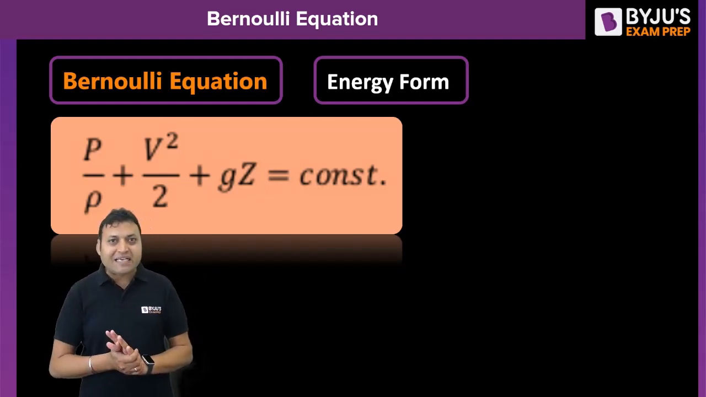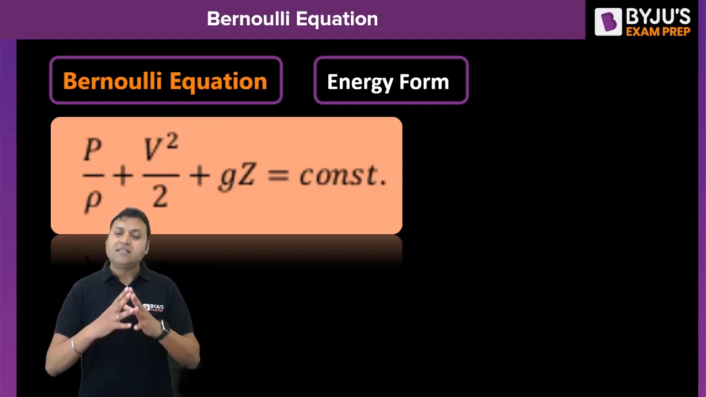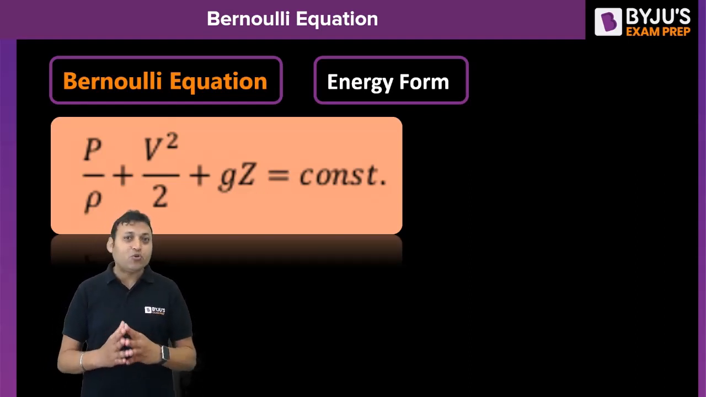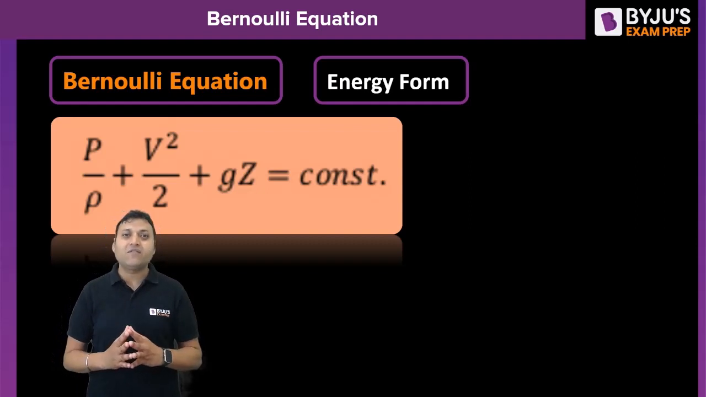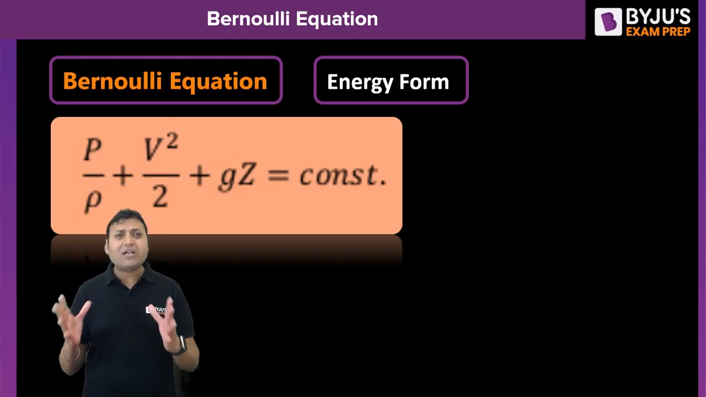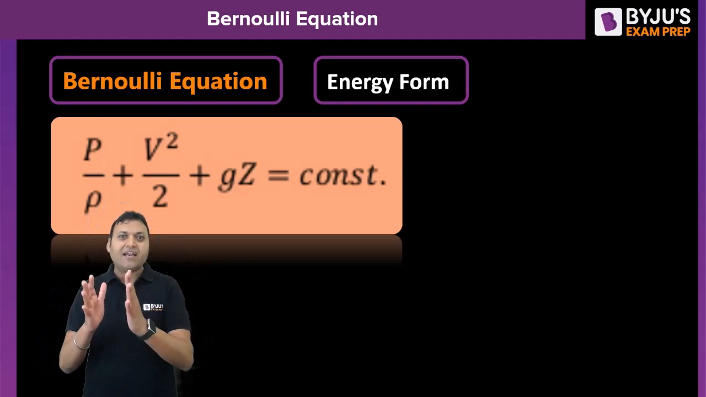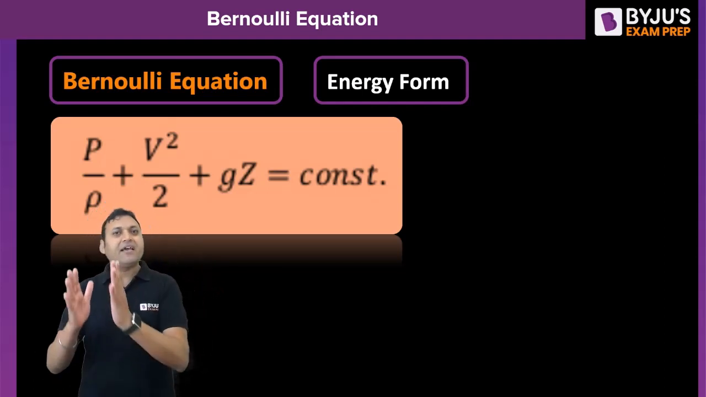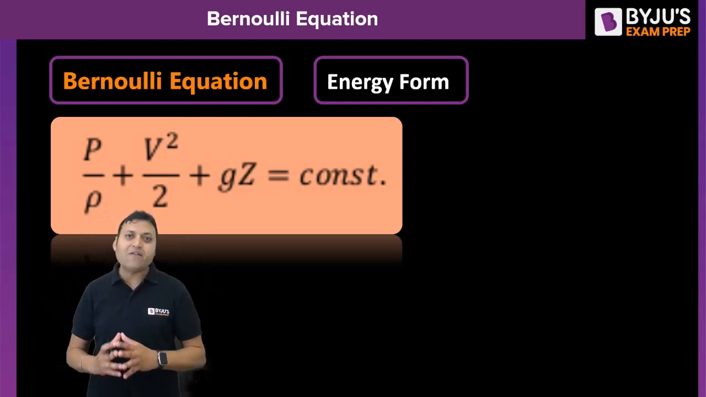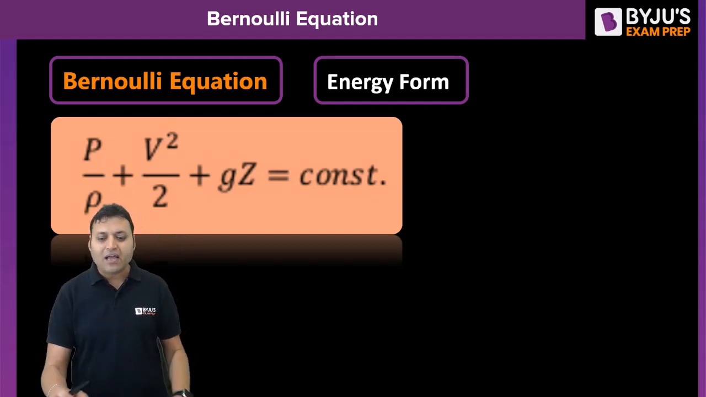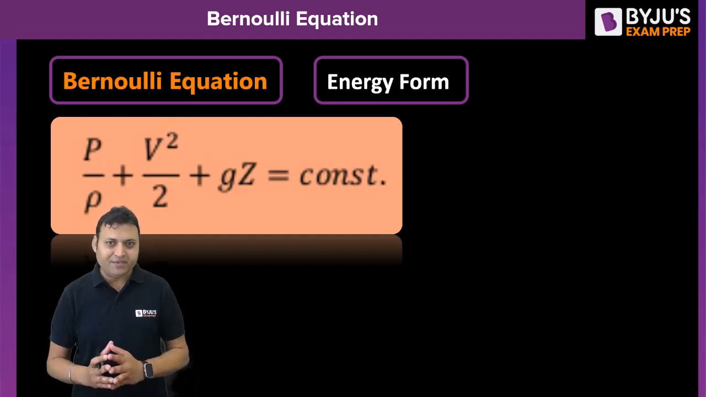As you can see on the screen, the first term in the mathematical expression represents the pressure energy of the fluid. The second term, V square by 2, represents the kinetic energy of the flowing fluid. And the third term, that is gz, represents the potential energy of the flowing fluid. So the sum of these three energies, pressure energy, kinetic energy and potential energy for a flowing fluid always remains constant, and that is called the total hydraulic energy of the flowing fluid.